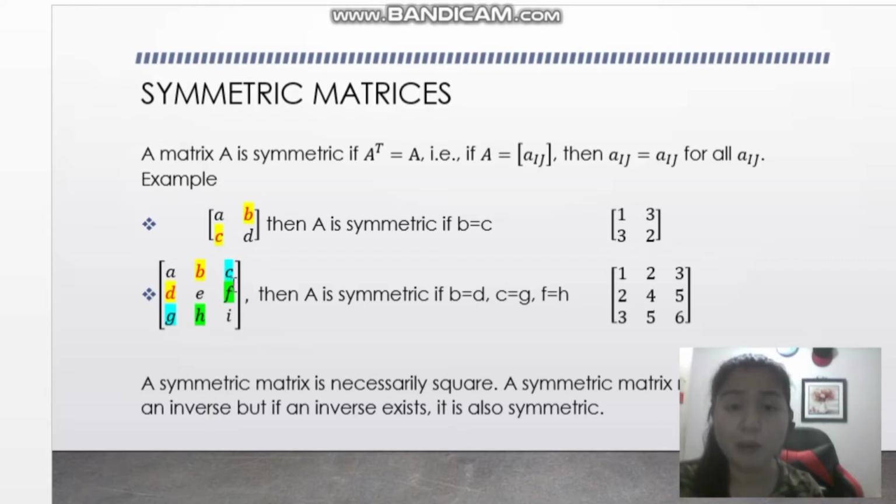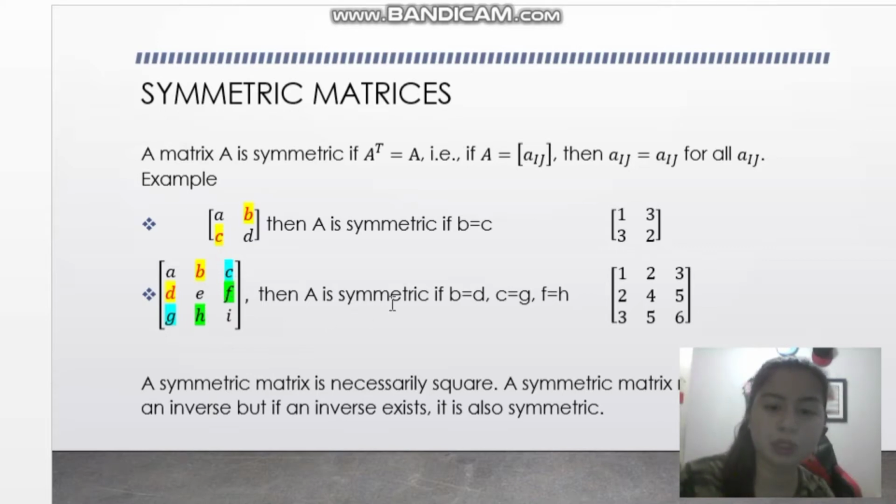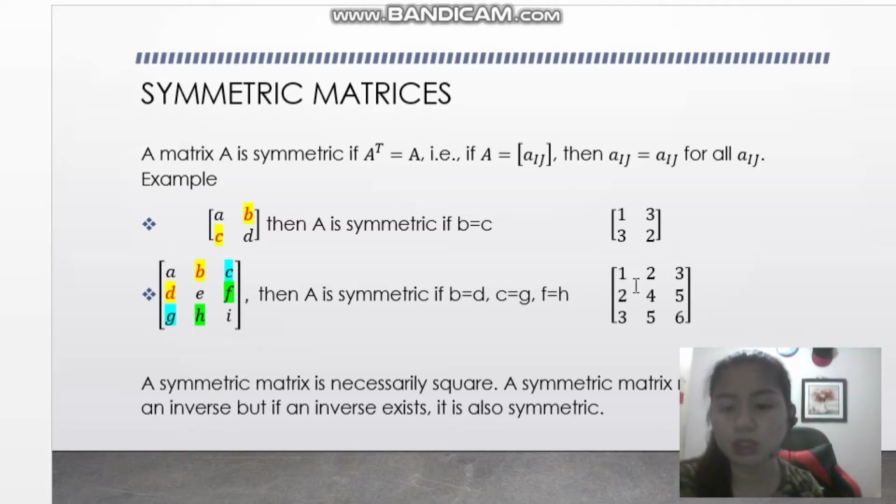Okay. So, how about if we have a 3 by 3 matrix? Then A is symmetric if B is equal to D, C is equal to G, and F is equal to H. Like, for example, I have here a matrix which contains elements 1, 2, 3, 2, 4, 5, 3, 5, 6. So this is equal, 2 and 2, and then this is equal, 3 and 3, and then the last one, 5 and 5. So, the matrix is symmetric.